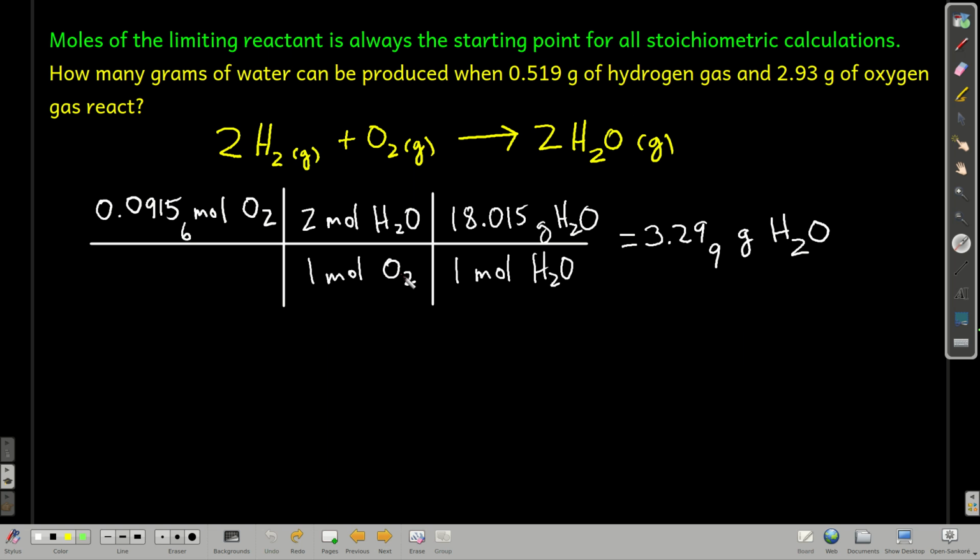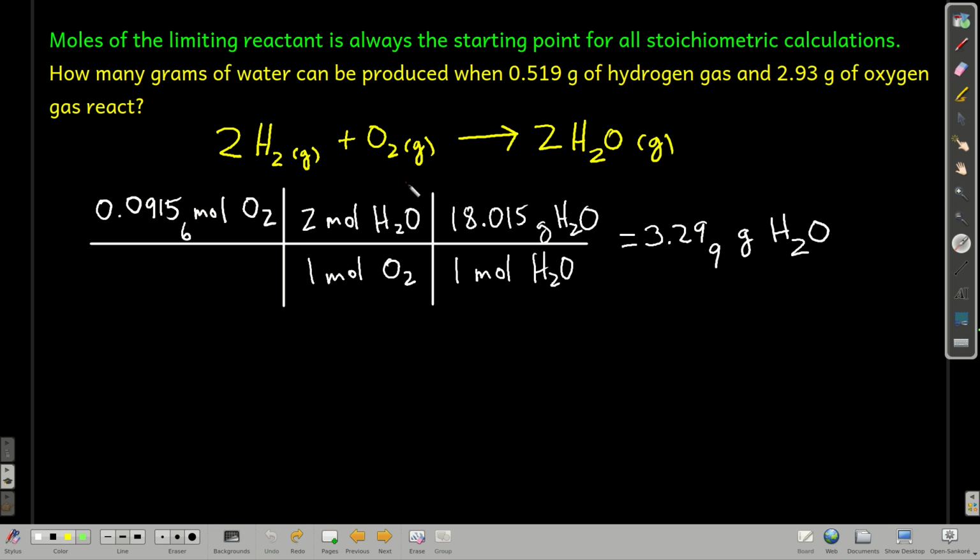So we almost never stop at just finding the limiting reactant. We always want to know something else, like how much of this product can we make, for example. In all stoichiometric calculations, moles of the limiting reactant is the starting point. Let me say that again, it's that important. In all stoichiometric calculations, moles of the limiting reactant is the starting point. All right, so let's say we have that same reaction, same amount of hydrogen, same amount of oxygen. We just calculated that oxygen is the limiting reactant, and in that process, we calculated how many moles of oxygen there were. You'll always do that. So the moles of the limiting reactant, which is oxygen, is the starting point.